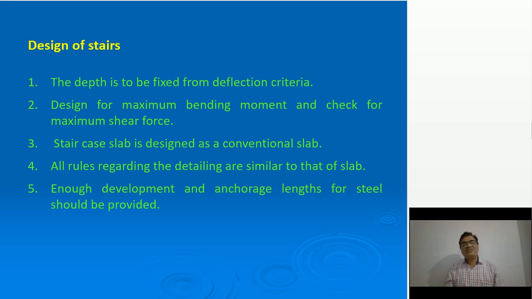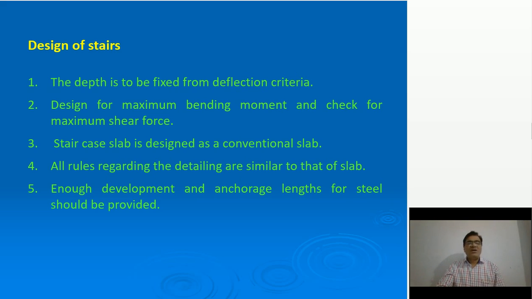Then next thing is distribution steel. So 0.12% if you use HYSD bars, that is the distribution steel, and it is provided in the direction perpendicular to the main steel. Then check for deflection and check for shear. So just like a one way slab you have to design a staircase. The only different part is the bending moment calculation, which is the initial part. Then development length is to be provided at both the points. Which points, we will see in the reinforcement detailing portion.